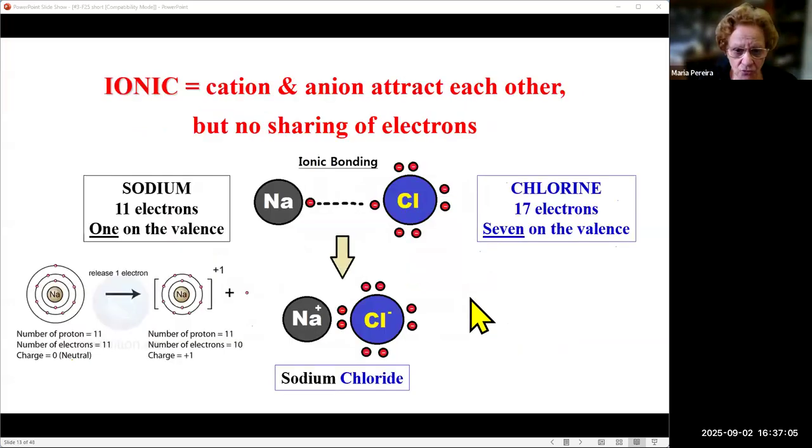Yes, that's true. Here it loses one electron, so it becomes positively charged. Here it gains one electron, therefore it becomes negatively charged.